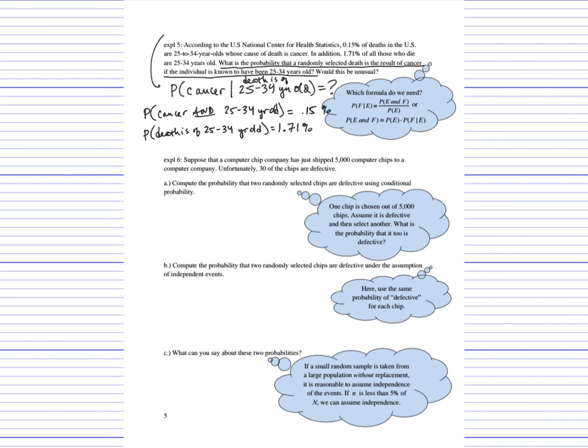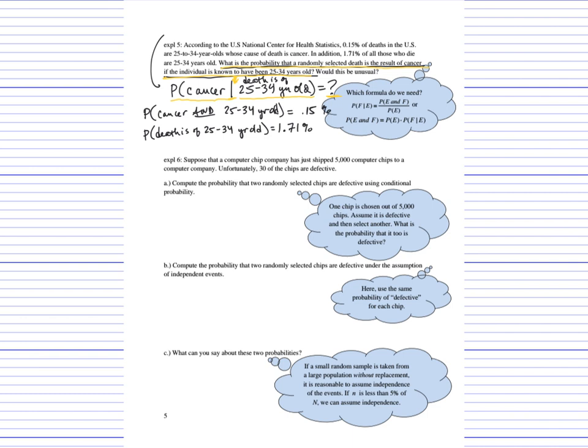Okay, so first of all, I looked at the question. What is the probability that a randomly selected death is the result of cancer if the individual is known to have been 25 to 34 years old? That sounded like a conditional probability, and so I use my conditional probability notation there. I have the probability of cancer given that the death is of a 25 to 34-year-old. And again, I don't know that, right? Now, look at the first two sentences and you get the bits of information that you need.